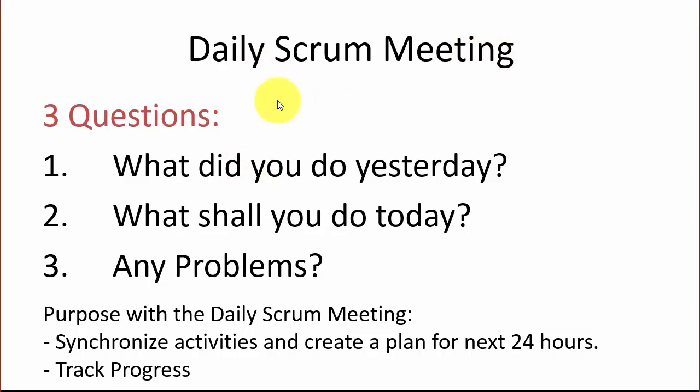In the daily Scrum meeting, 3 questions are answered. Each member in the team needs to answer these 3 questions. The first question is, what did you do yesterday? The next question is, what shall you do today? And the third question, do you have any problems? The purpose of the daily Scrum meeting is to synchronize all the activities, to create a plan for the next 24 hours and to track the progress.